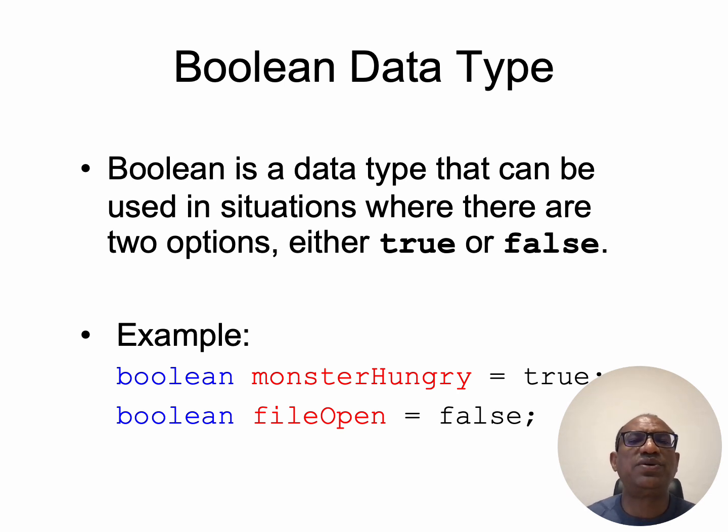A boolean variable stores true or false values. For instance, boolean monsterHungry assigned true. boolean fileOpen assigned false. This type is often used in decision making and conditional logic.